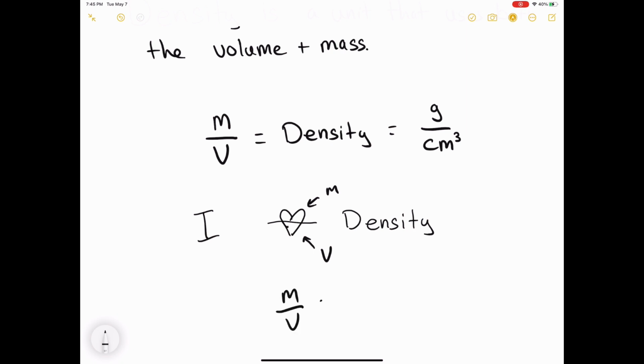All right, what we're going to do now is watch a little thing on density, and then you're going to practice calculating and fiddling around with the density of some objects. Good luck.